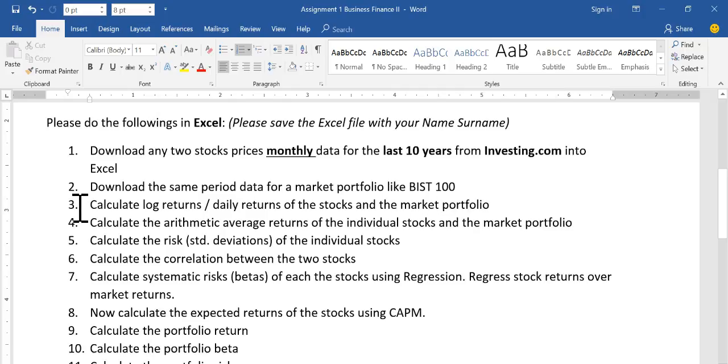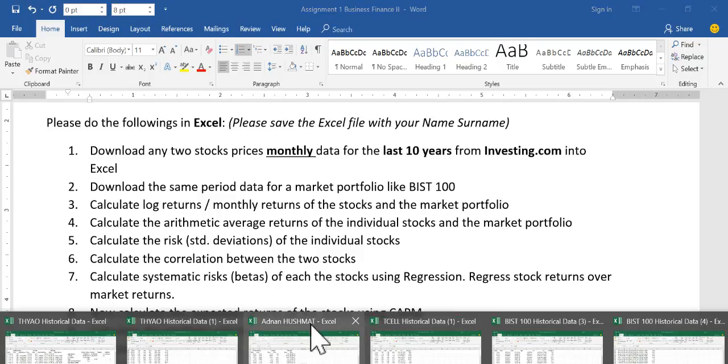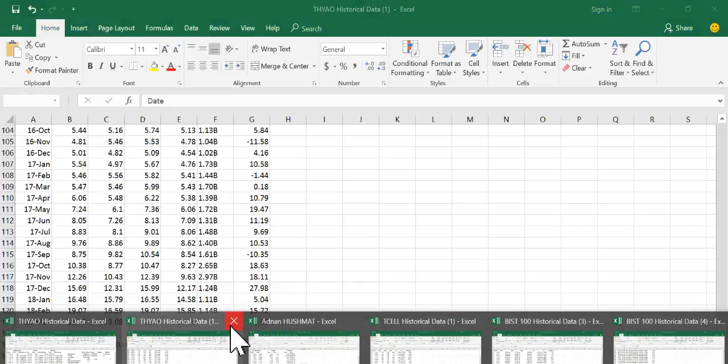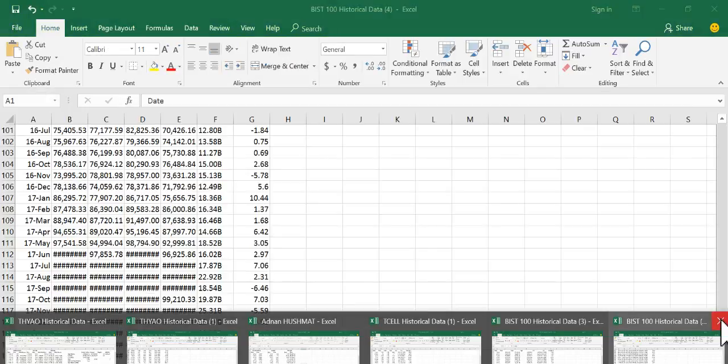Number 3 is calculate log returns or daily returns. Here we are using monthly data, so we will write it as monthly returns. Log returns are monthly returns of the stocks and market portfolio. So we need to calculate the log returns or monthly returns. Let's close all of the other files, since they are disturbing.